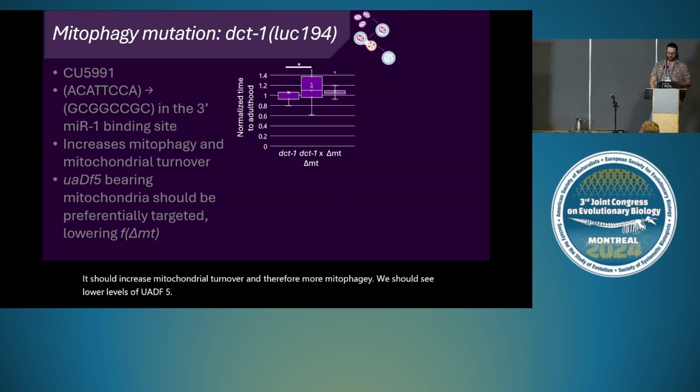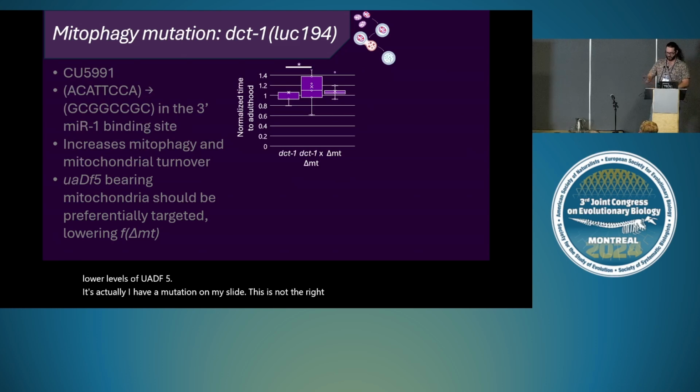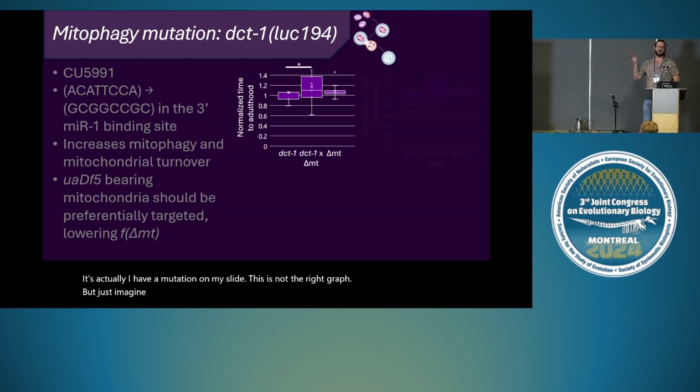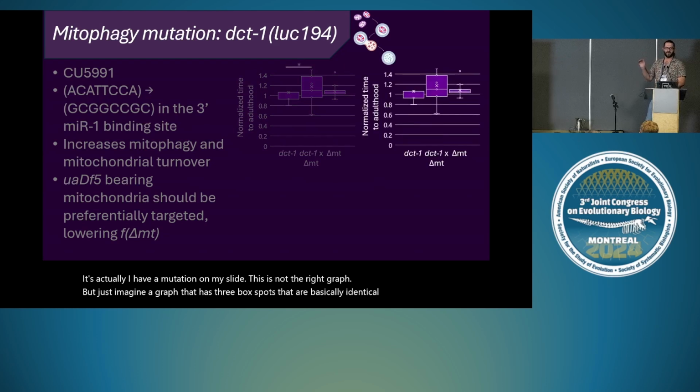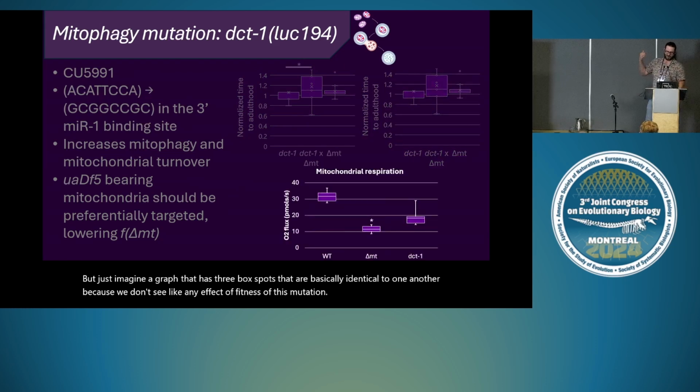It's actually, I have a mistake on my slide. This is not the right graph. But just imagine a graph that has 3 box plots that are basically identical to one another, because we don't see any effect on fitness of this mutation. And even when we look at respiration, we can see that the DCT1 lines are somewhat intermediate between our UADF5 line and our wild type line, but not distinct from either one. So it's sort of healthy, sort of.